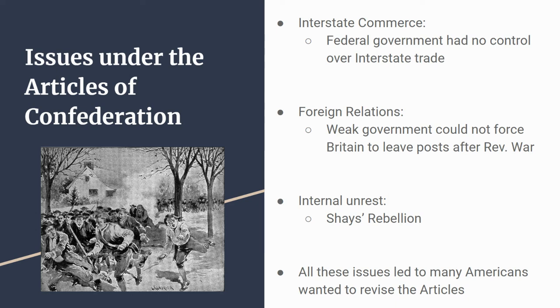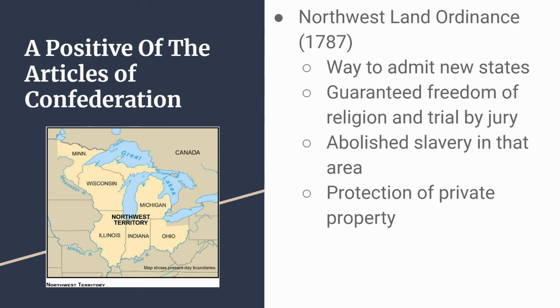And it's not a great thing for the Articles of Confederation, because again, we have such a weakness in the national government that it creates all of these issues that we talked about. So basically, all this stuff makes people want to revise the Articles of Confederation and come up with a new form of government. There is one positive from the Articles of Confederation, one thing that they do, and we do need to mention it this time because that's when it's happening.